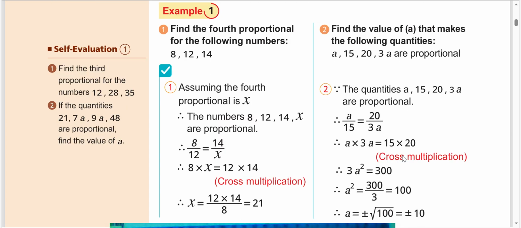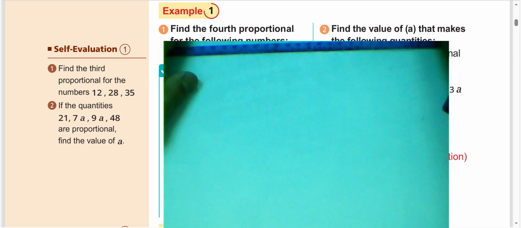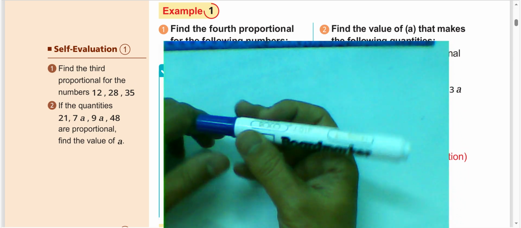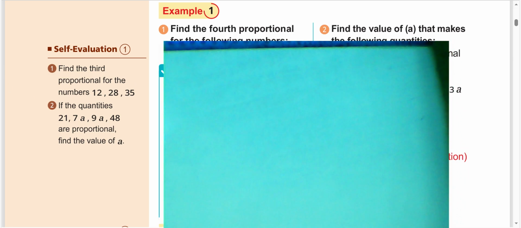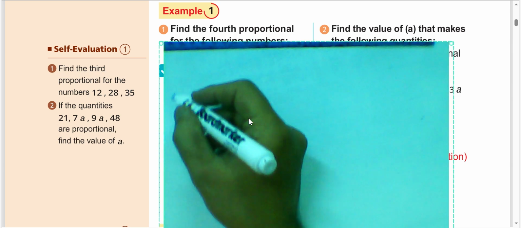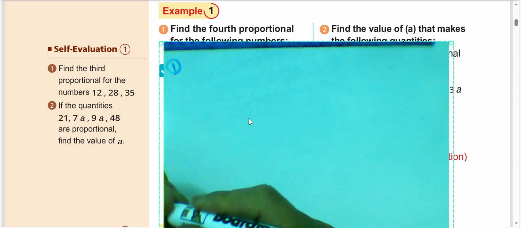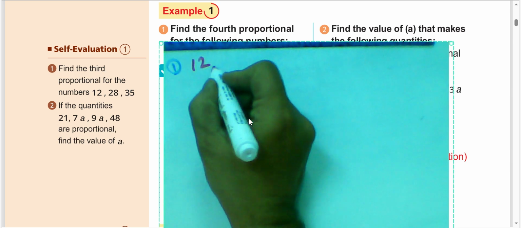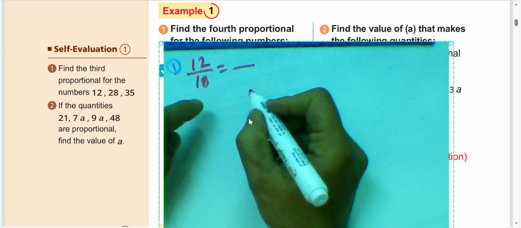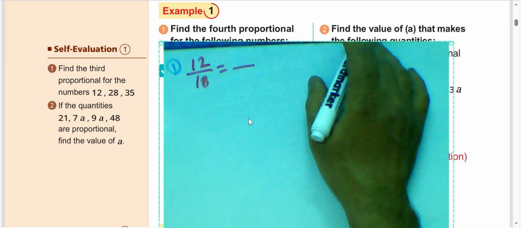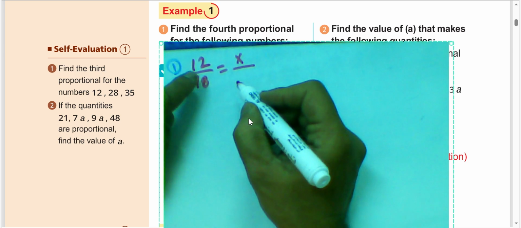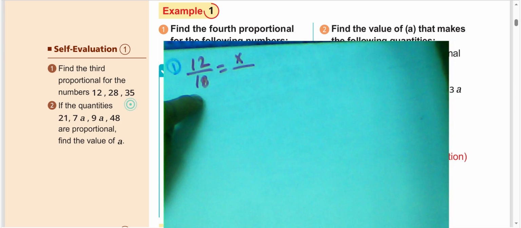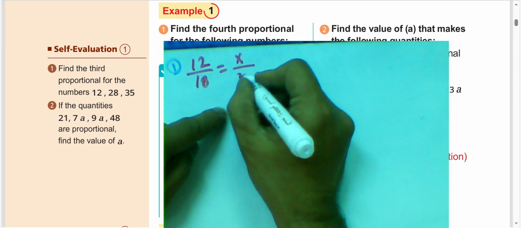You must know these properties. We have two examples here, with solutions. I want you to see the steps. Now I will explain number one. We want to find the third proportional for 12, 28, 35. I will explain how to find the answer by writing the ratio between the first and second, 12 over 28. We want to find the third proportional here, so I will write x. Okay, 12 over 28 equals x over 35.